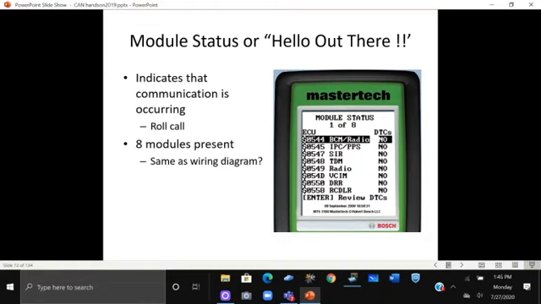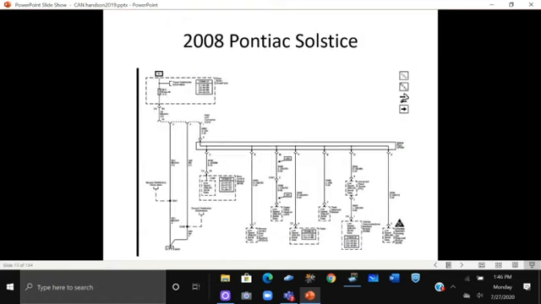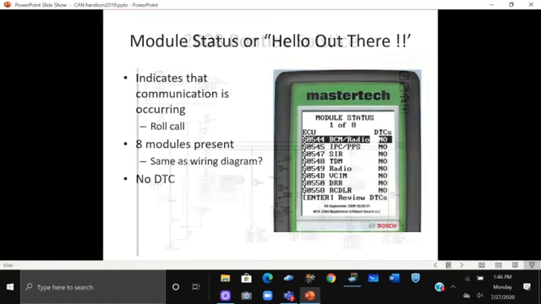Now, what if there's actually 10 modules on the car and 2 of them are disconnected? So here's where we go to the wiring diagram. We have no DTC. Here's the wiring diagram. Count the modules, please. 1, 2, 3, 4, 5, 6, 7, 8. We have 8 modules, and the vehicle scanner says there are 8 modules. So is the system functioning? Yeah, this particular one is.